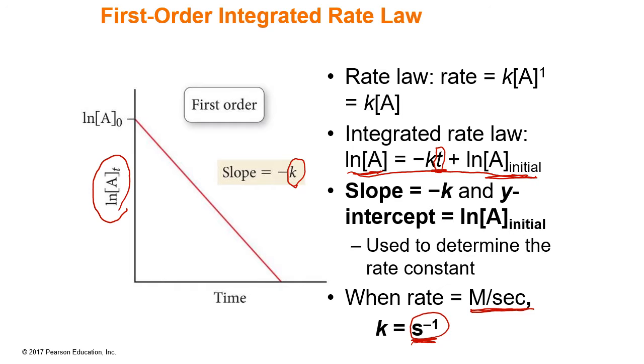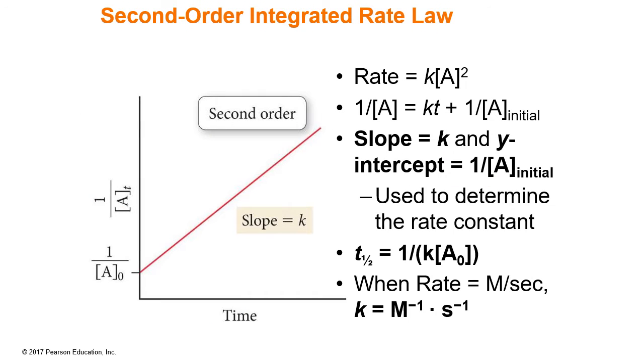There is another useful equation that we can look at using the integrated rate law, which is finding the half-life, or the time it takes for half of the concentration to decrease. That is equal to the natural log of 2 divided by the rate constant. You may see it represented as 0.693 divided by k, but that 0.693 comes from the natural log of 2.